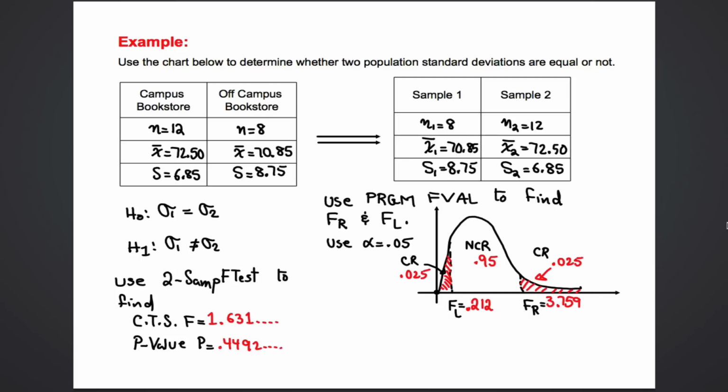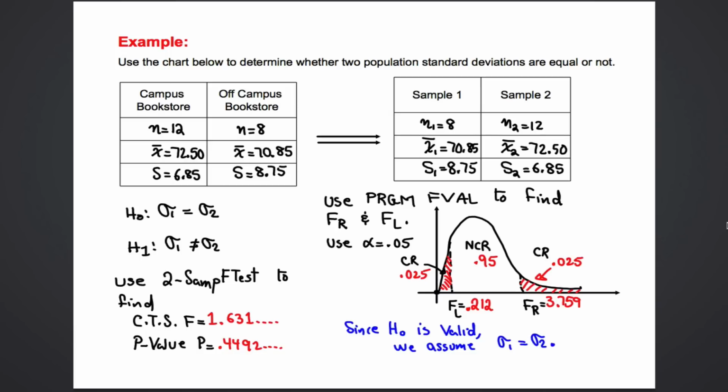Now we use 2SampFTest and we find a computed test statistic which is 1.631 and a p-value of 0.4492 with more decimals. Now, using what we have learned before, we notice that the computed test statistic is in the non-critical region. Therefore, H0 is valid. And since H0 is valid, we assume that the two population standard deviations are equal, sigma 1 equal to sigma 2.